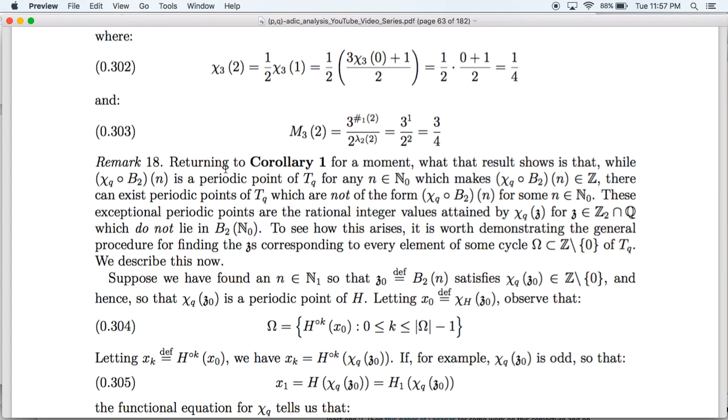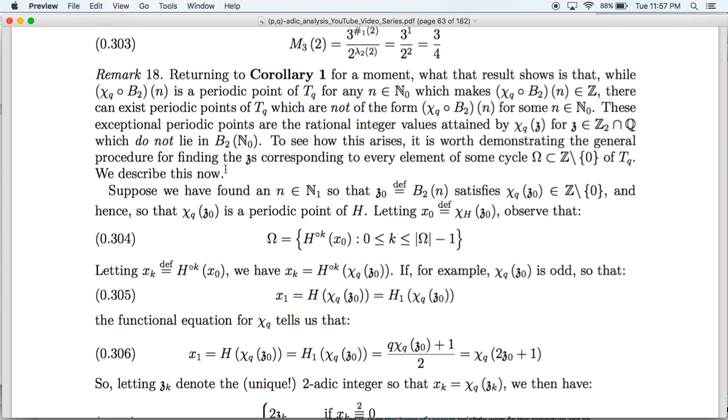And now we're going to deal with this subtlety. Suppose we found a positive integer n so that z0 equals b2 of n is sent to a non-zero integer by chi-q, so that chi-q of z0 is a periodic point. Let's call this x0. Then big omega is the forward orbit of x0 under h. Let xk be the kth iterate of x0 under h. We have then that xk is the kth iterate of chi-q of z0 under h.